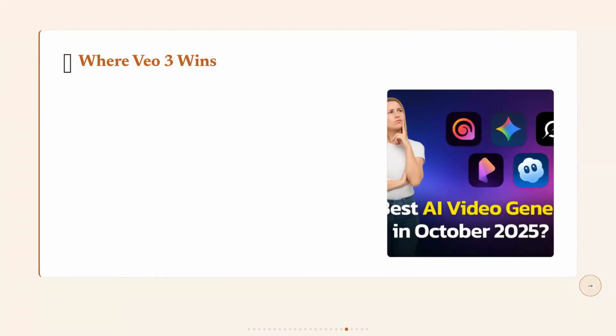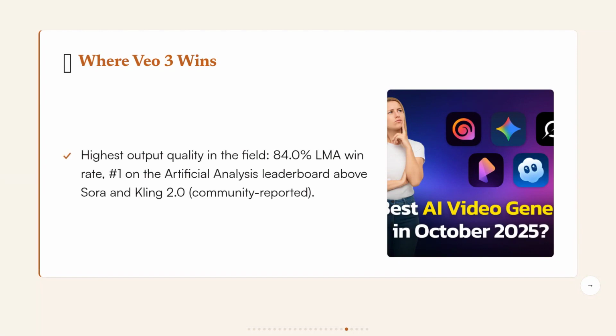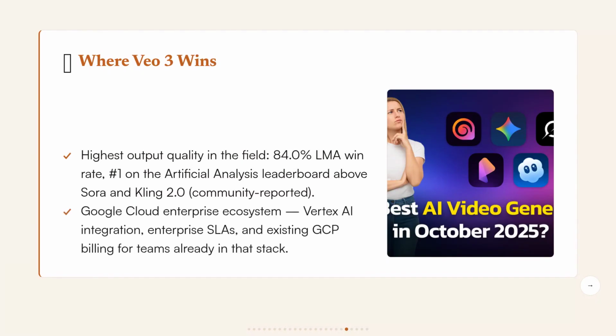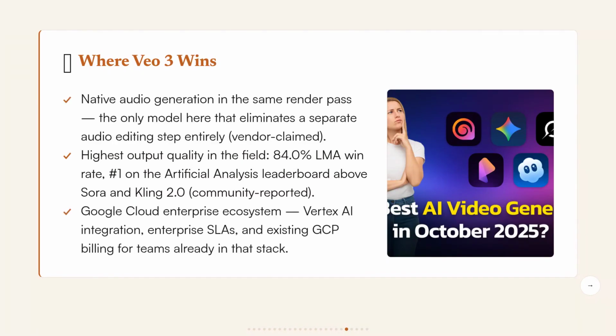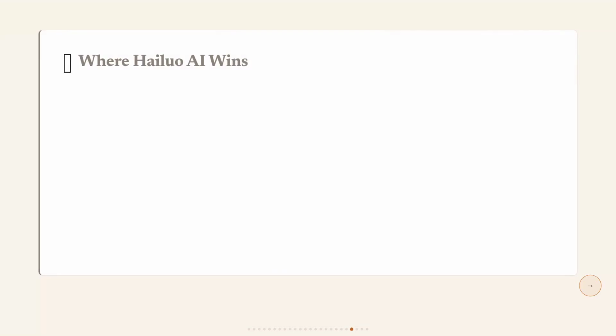Veo 3 wins on output quality with that 84.0% LMArena win rate, the top score on the leaderboard. It wins on keeping visuals consistent across shots, which is critical for any production that needs a cohesive look across multiple clips. And it integrates deeply with Vertex AI and Google Cloud, which is a real advantage for enterprise teams already in that ecosystem. Hailuo AI wins on price at 0.15 per second versus 0.40, which is 62.5% cheaper for the same duration of video.